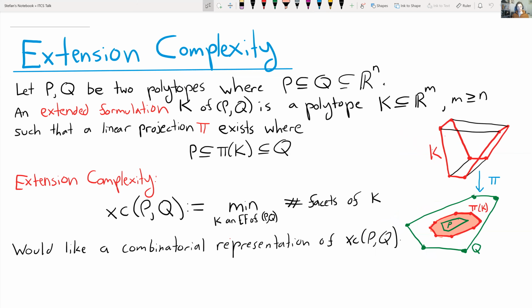And we can formally define extension complexity as minimizing over every extended formulation of the pair P Q on the number of defining inequalities. And so this is an interesting concept. However, it's difficult to work with just this minimization. So we would like a more concrete way to handle extension complexity, a combinatorial representation.